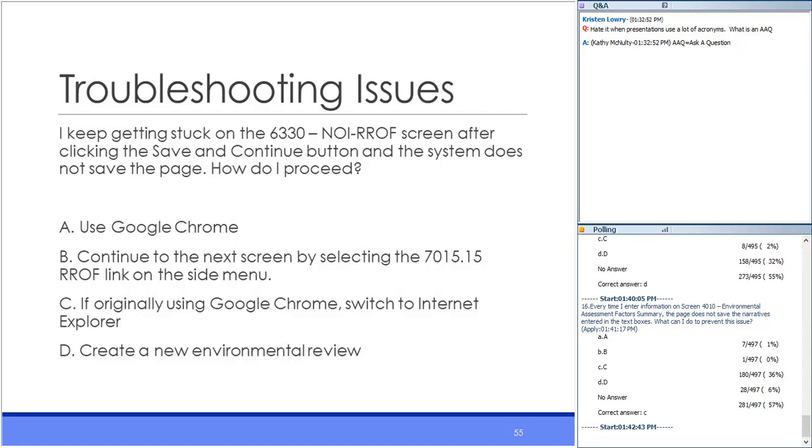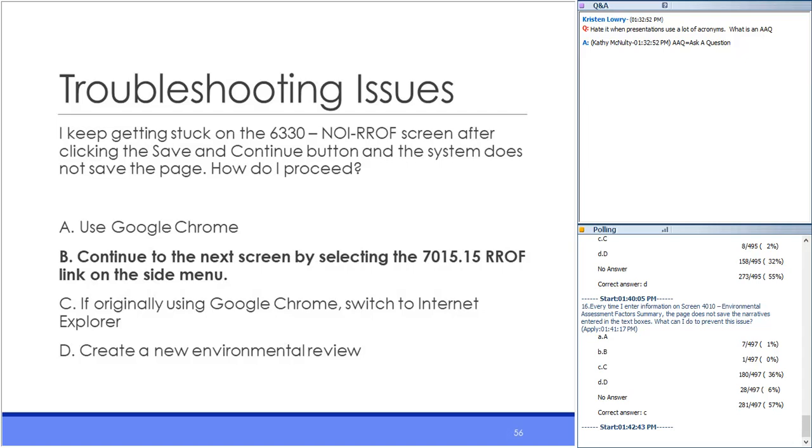This is a little tricky. It's kind of a newer bug with a workaround. So the answer here is B. So this is a known issue in the HEROS system and often occurs if the review is created in Google Chrome initially, but switching to Internet Explorer once the review is created in Chrome unfortunately won't resolve the issue.